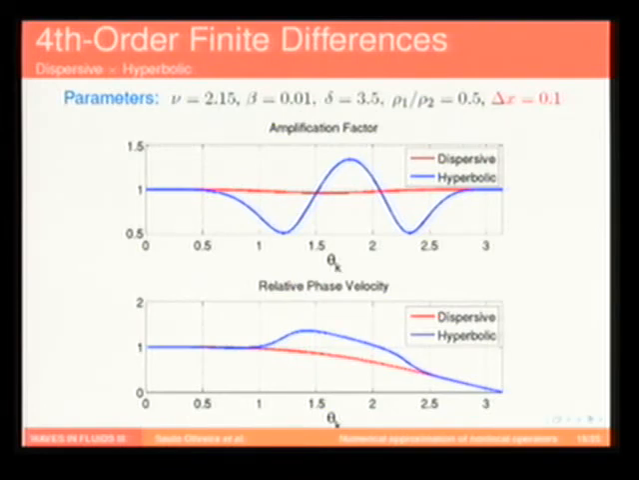So just one picture on this. We have here the absolute value of the amplification factor for the dispersive model against the standard wave equation, the hyperbolic amplification factor. And here we see the gain in stability of the dispersive model. That was the 215 I used in the beginning.